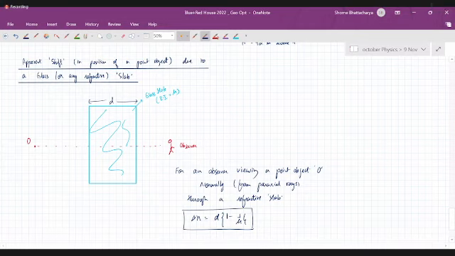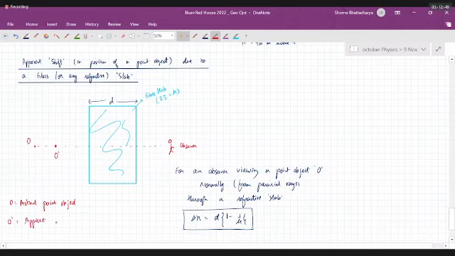So the object appears to be here. So O is the actual point object, and O prime is the apparent position of that point object O as seen by the observer.